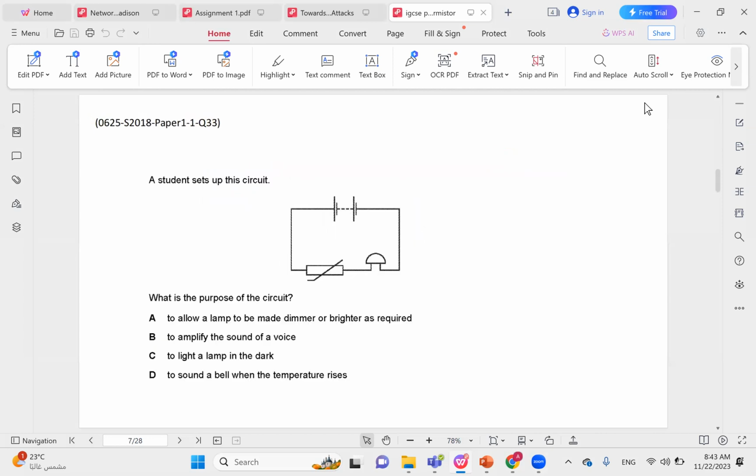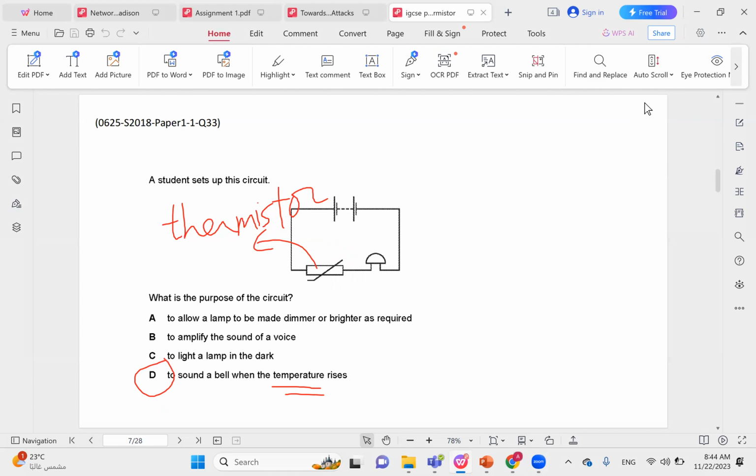The student sets up this circuit. What is the purpose of the circuit? So like we said before, this is the circuit symbol for a thermistor. And the purpose here has to do with temperature. So the only choice that mentions temperature is choice D, because a thermistor has nothing to do with light and dark, or the sound, or dimmer or brighter. None of these have anything to do with the thermistor.